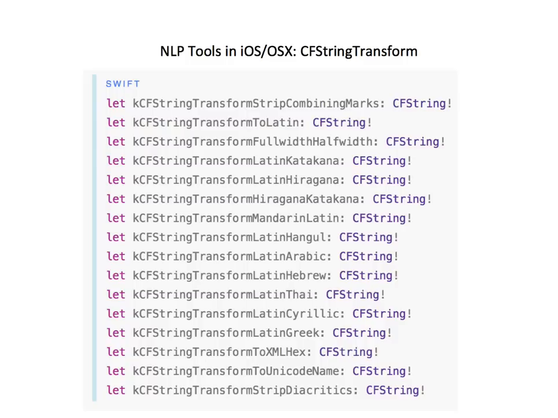That's because CFStringTransform supports the International Components for Unicode standard, ICU. All we need to do to use this is to pass in a string for the transform type parameter that conforms to the ICU standard.